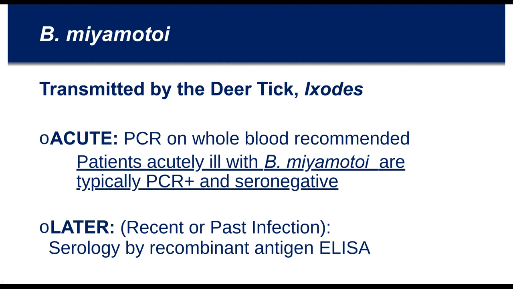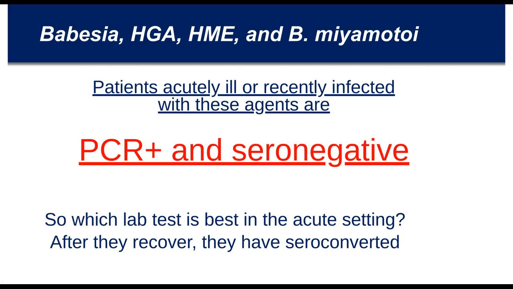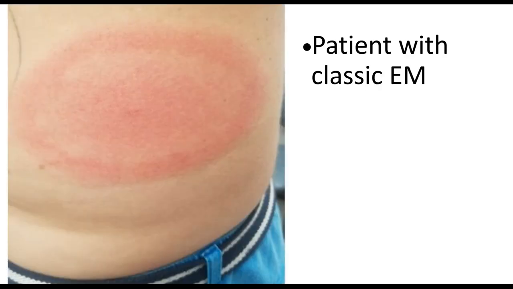I've showed you this before. Acutely sick patients are PCR positive and seronegative. So, to summarize the laboratory diagnosis of these, all of these germs have in common that when they're acutely sick, you need to rely on PCR, and eventually they will seroconvert.